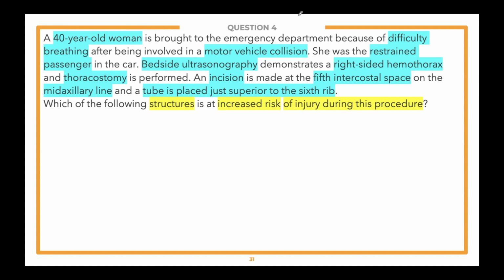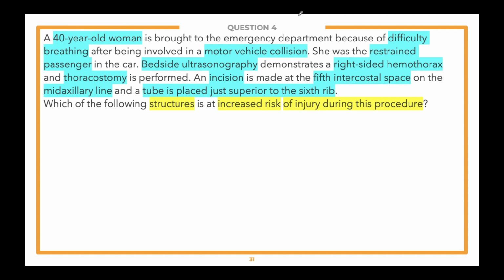Okay, they then tell us specifically about a procedure that's being done, and they're asking us about a structure that is at increased risk of injury during this procedure. So I think first we've got to figure out... I think this is a little bit of an anatomy question. We kind of have to use our anatomy knowledge to know what structure is close to where we're doing this procedure. So this could just be a one-step question.